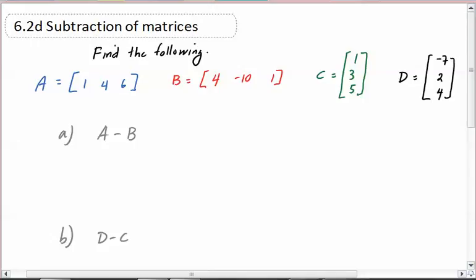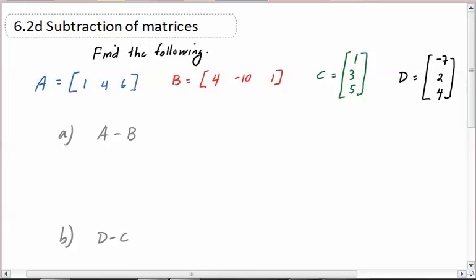We're going to take a look at subtracting matrices, and as you can imagine, it's very simple and just very similar to just adding them. So let's take a look. It says to find the following. I'm given matrix A, B, C, and D. Those are defined for me.